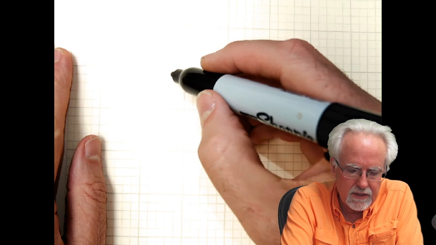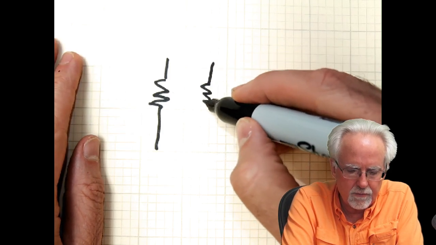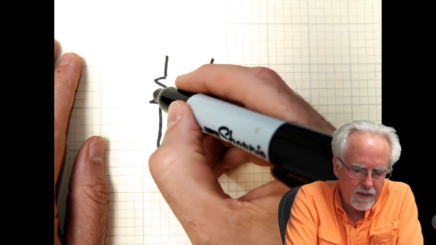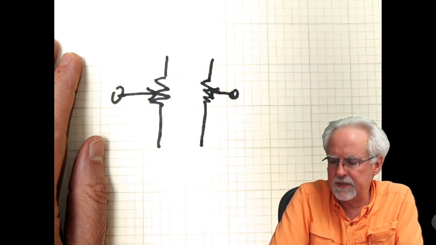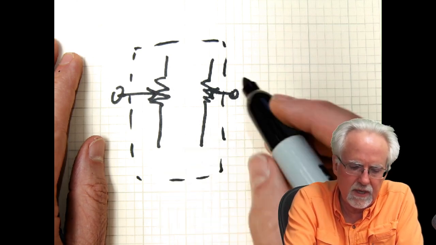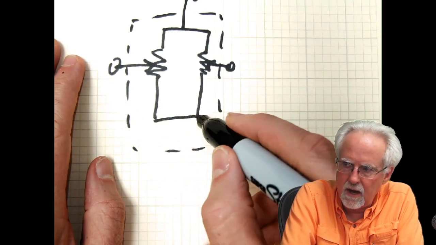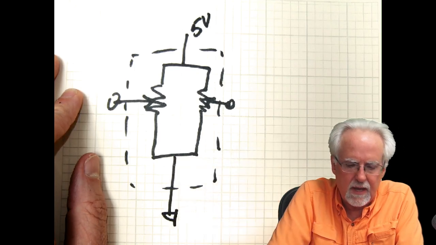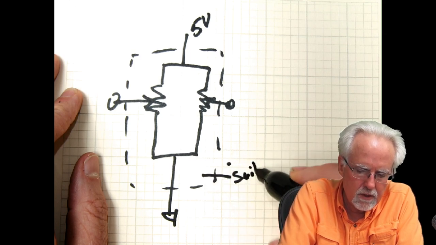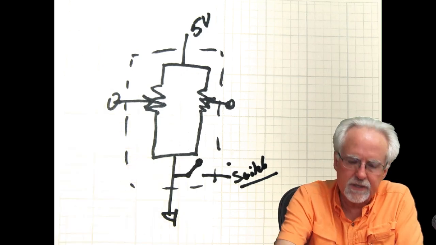You can think of this joystick as a potentiometer, which is a variable resistor, and another potentiometer. Here is the center tap of the right potentiometer, and here is the center tap of the left potentiometer. These two potentiometers share a common 5 volts, and they share a common ground. Also there is a switch pin that goes to ground.